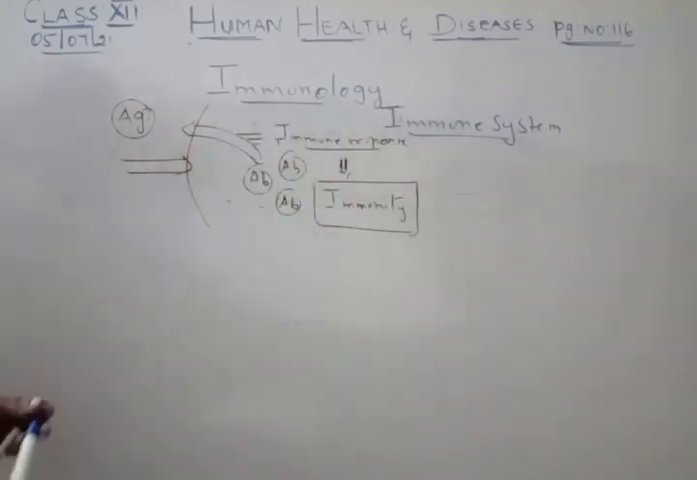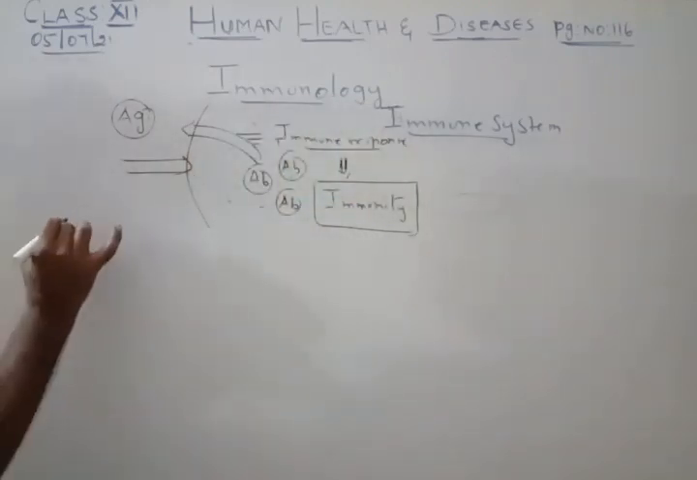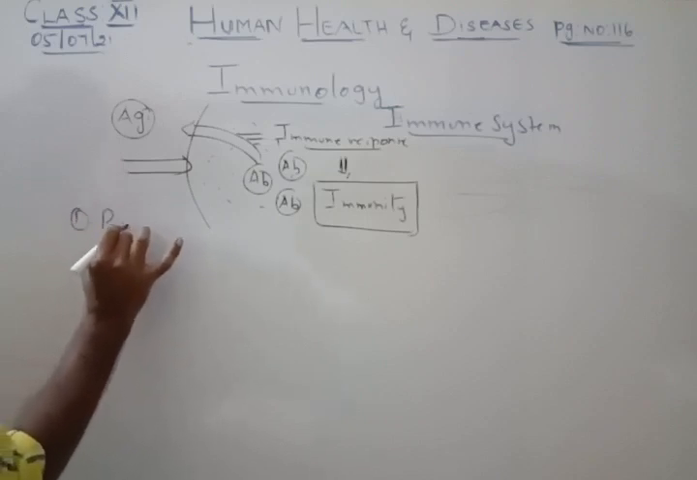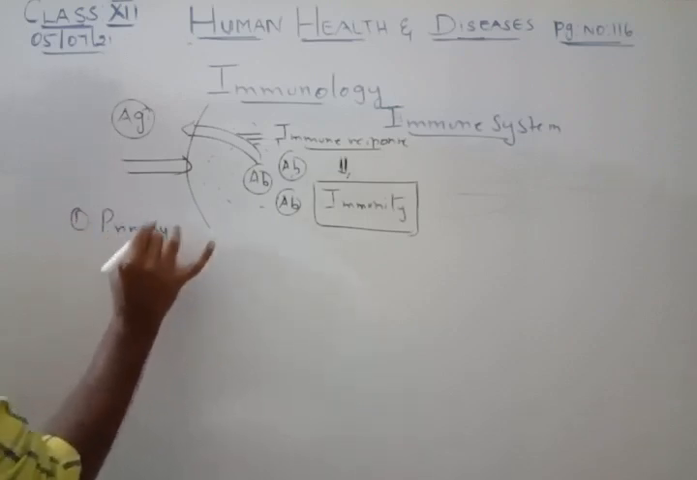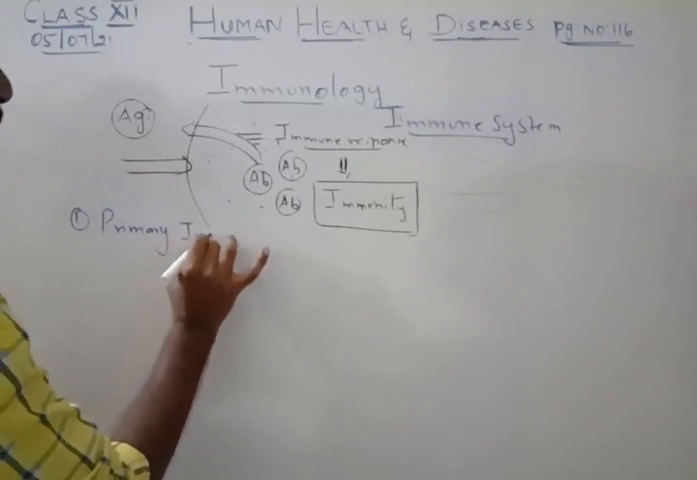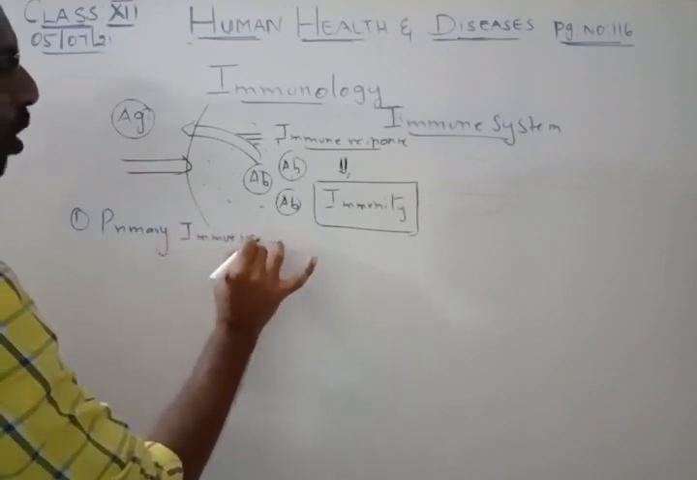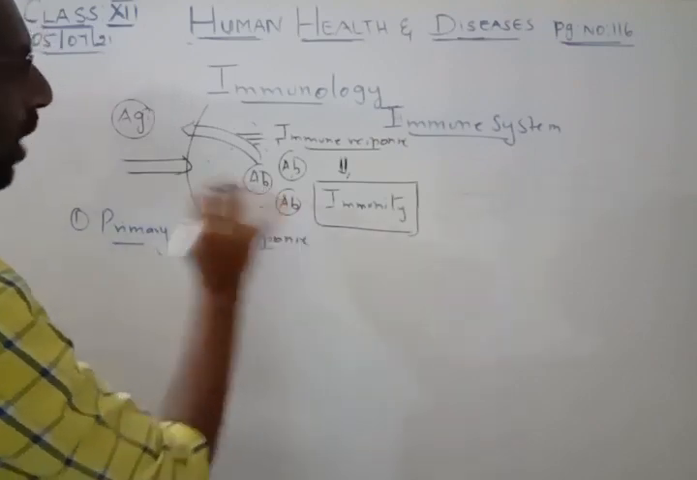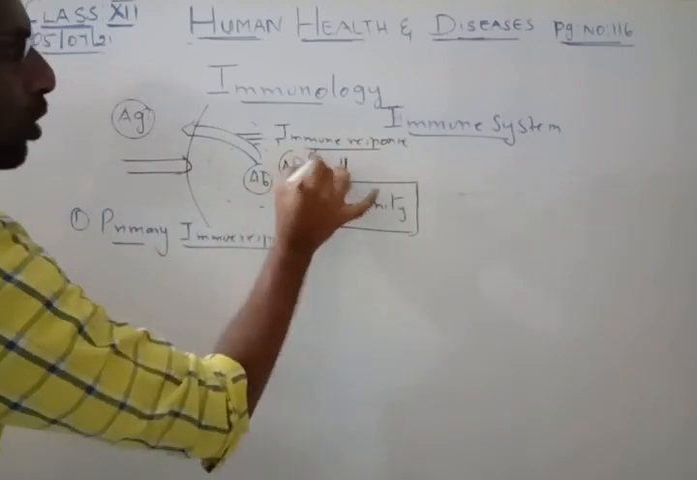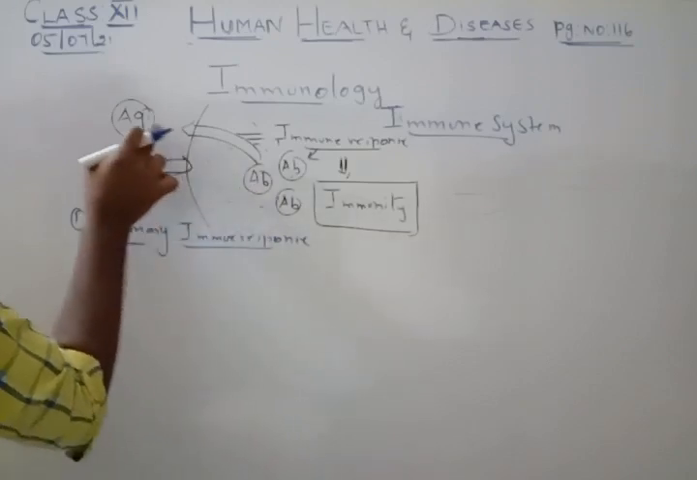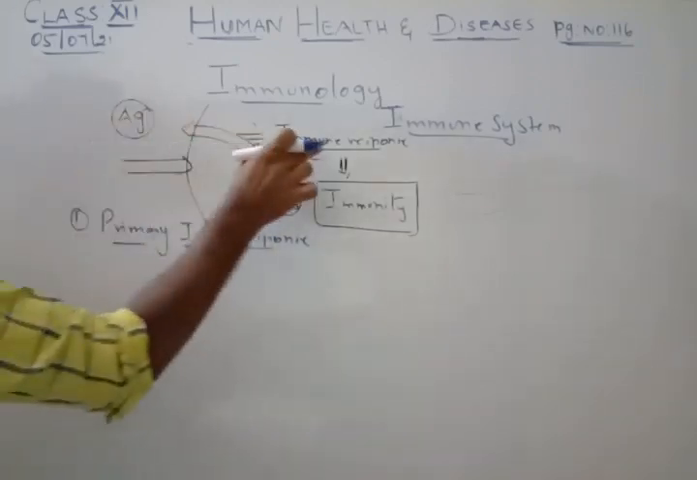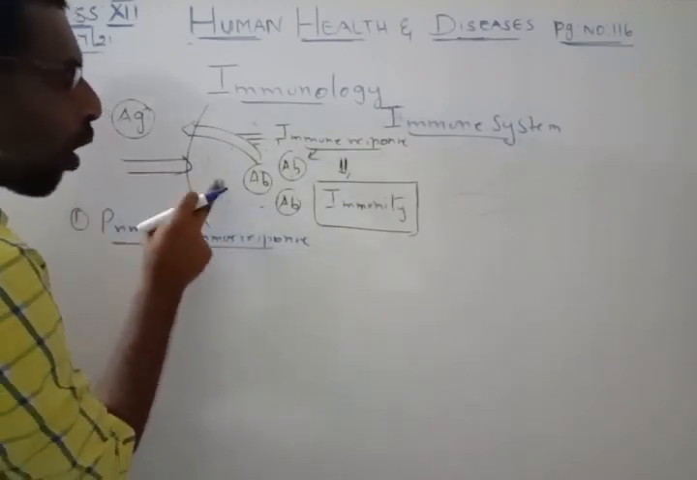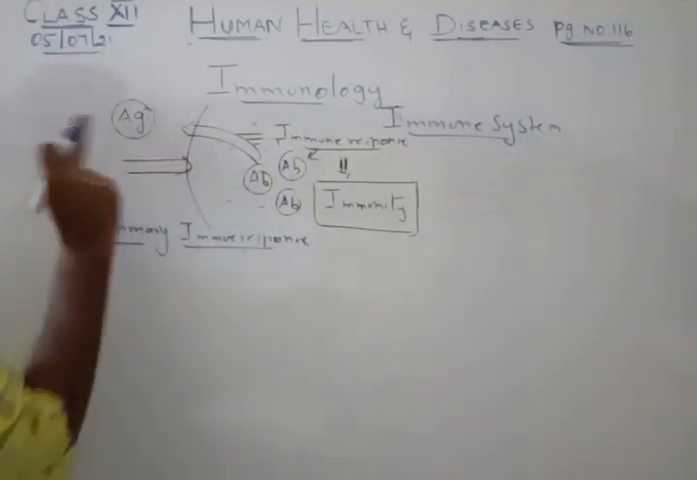Now this immune response, I told you, is of two types. The first immune response is called the primary immune response. What is immune response? That you know, that is the production of antibodies. When antibodies are fighting with the antigen, that is called immune response. When someone is asking a question and the opponent is answering, that is called response.